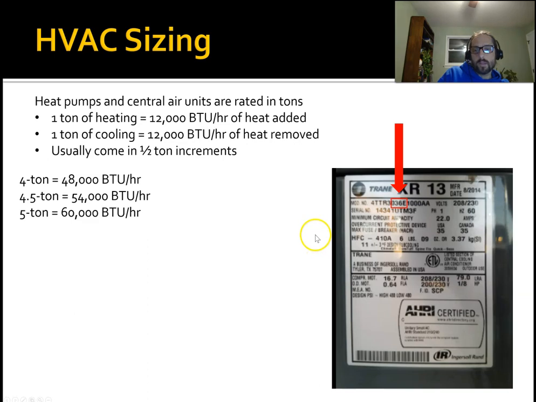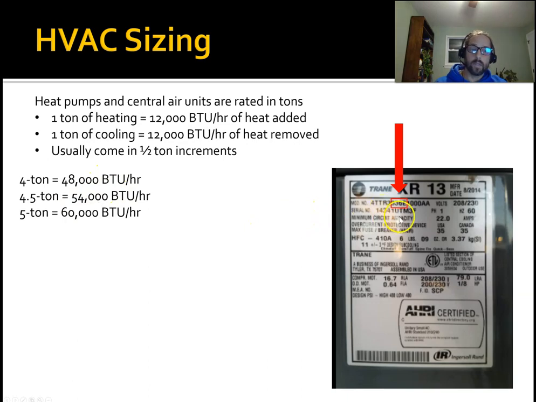Moving on to HVAC sizing. This is something that we have not addressed yet, but heat pumps and central air units and air conditioners are rated in tons. A ton is 12,000 BTUs per hour of heat added or heat removed. So 1 ton of heating means you can add 12,000 BTUs per hour of heat. 1 ton of cooling means you can remove 12,000 BTUs per hour out of the building. And so all the multiples are pretty easy, right? So 4 ton is 12,000 times 4, which is 48,000. These come in half tons, so you'll go 1, 1.5, 2, 2.5, and so on.